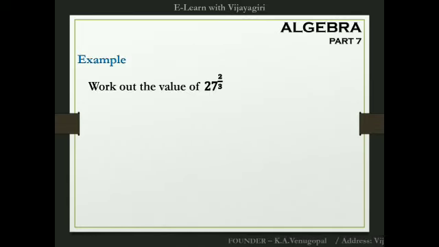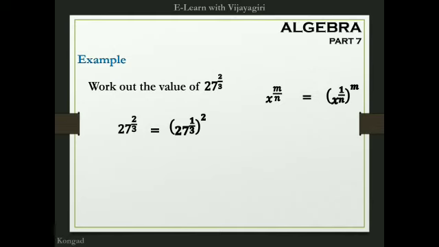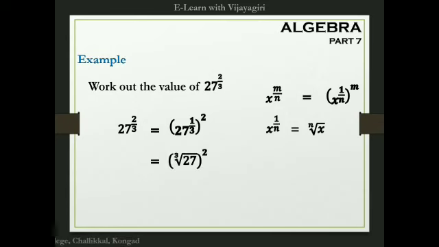Let's check some examples. Work out the value of 27 to the power 2 by 3. Now we understood x to the power m by n can be written as x to the power 1 by n whole to the power m. So 27 to the power 2 by 3 can be written as 27 to the power 1 by 3 whole to the power 2. Now we know x to the power 1 by n will be equal to nth root x. So 27 to the power 1 by 3 can be written as cube root of 27 and whole to the power 2. Now cube root of 27 is 3, and 3 to the power 2 will be equal to 9.